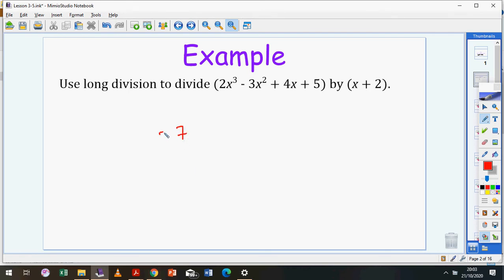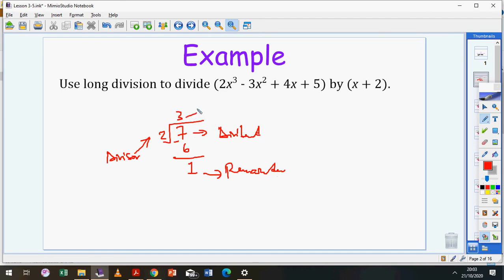7 divided by 2 was a simple thing. You just ask yourself, how many times does 2 go into 7? That's 3. 3 times 2 is 6. And then when you subtract, you have a remainder of 1. So this was the divisor. This is the remainder. And this is the dividend. And that is the quotient.